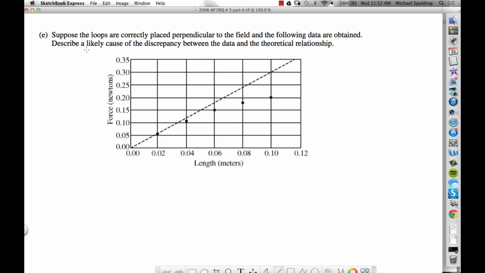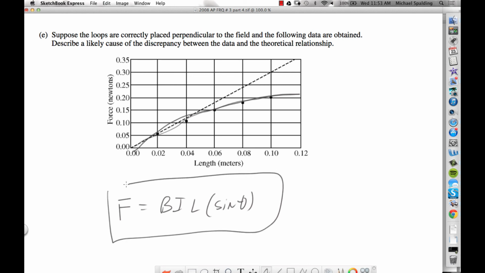Here we go. Last one. So here's our equation. F equals BIL sine theta. So look, suppose the loops are correctly placed perpendicular to the field and the following data are obtained. Describe a likely cause of this discrepancy. So what happens is it kind of goes like this. Now what could possibly cause this? You could pretty much make up anything that fits this equation.